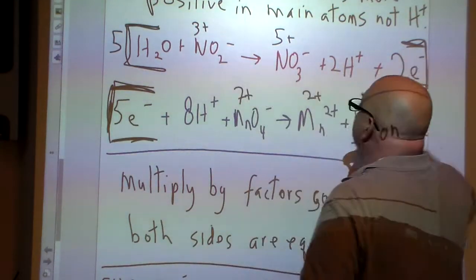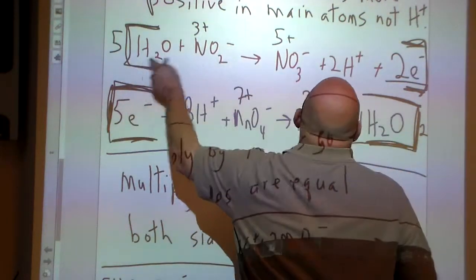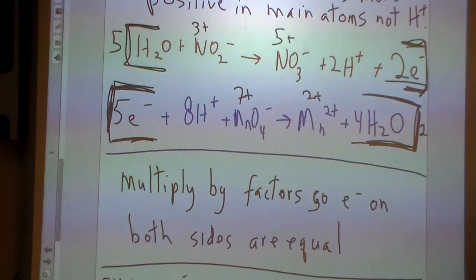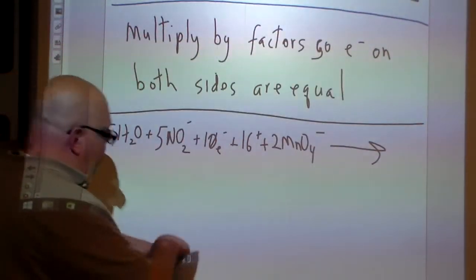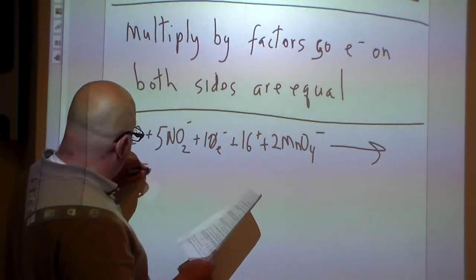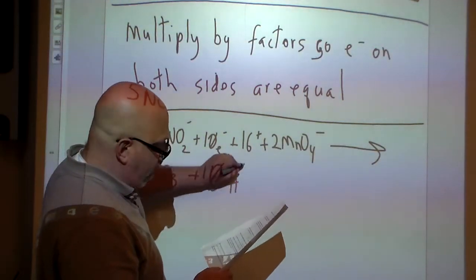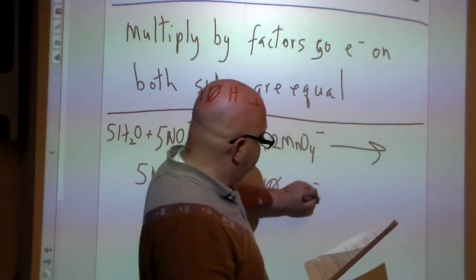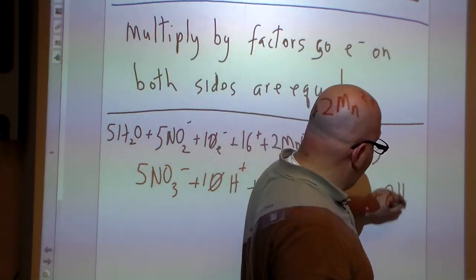Oh, sorry, not 2. I'm sorry, what am I doing? 5 times 1, 5 times 1, 5 times 1, 5 times 2, and then 5 times 2. So we have a lot of electrons and a lot of multiplication to do. So that's why I'm writing this down. It's all in one fantastic mess. 5NO3⁻ + 10H⁺ + 10e⁻ + 2Mn²⁺ + 8H2O.